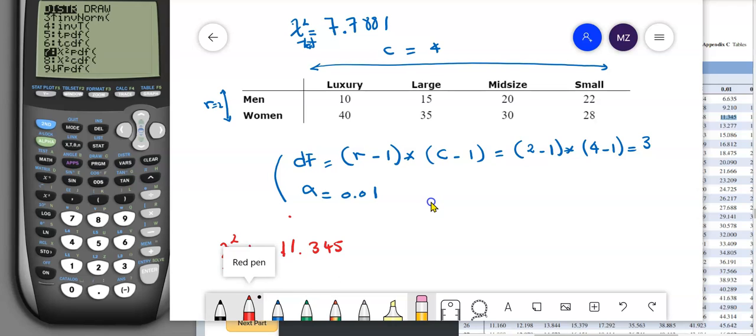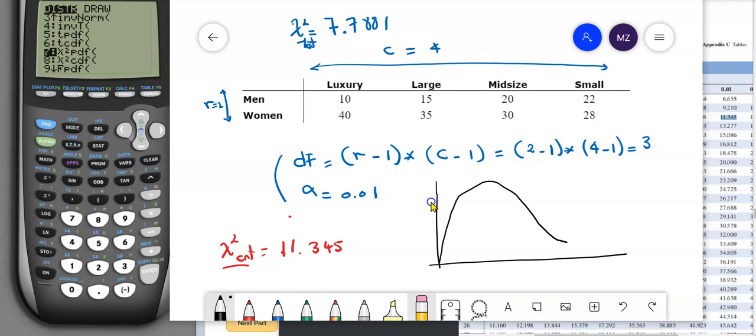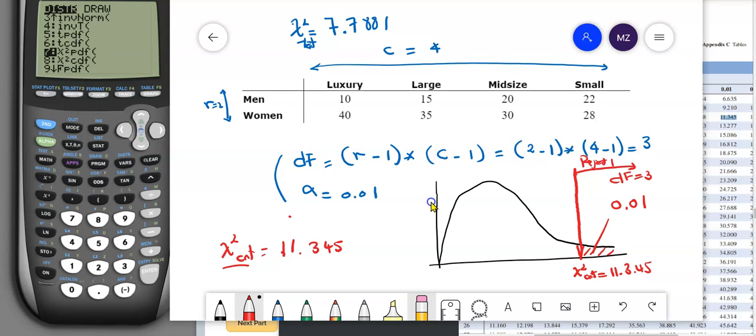So what is the meaning of this? It's simple. My chi-squared distribution is going to look like this. This is a chi-squared distribution, supposedly. There are many, but this is the most common shape. And here, if I have the tail equal to 0.01 with a degree of freedom equal to 3, then the chi-squared critical, the cutoff, is going to be 11.345. And this is going to be my rejection zone, so here I reject H0.